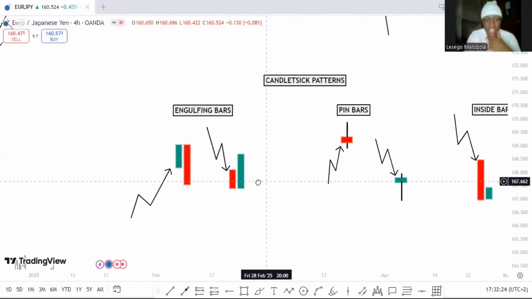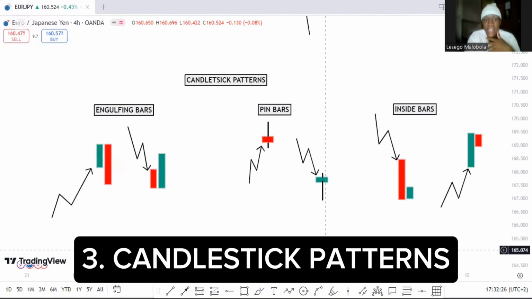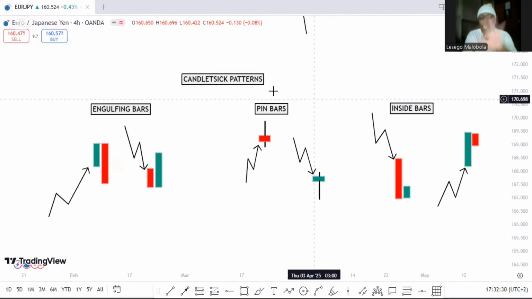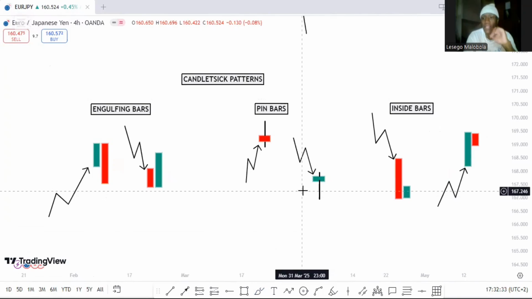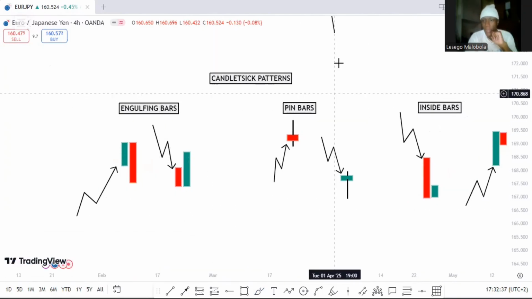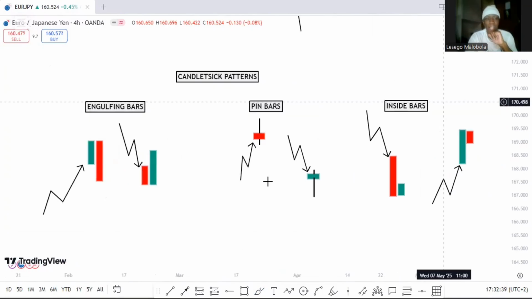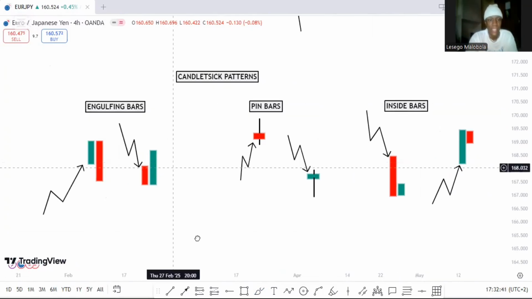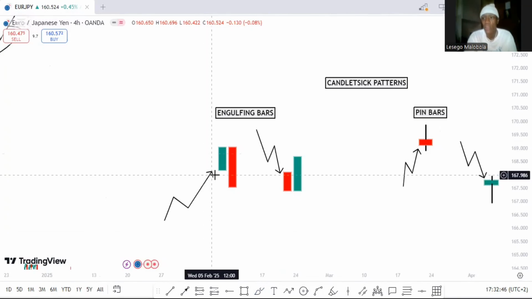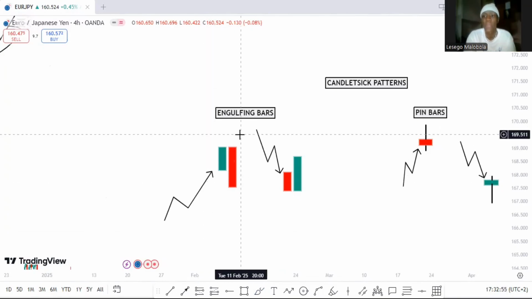You understand me? So with candlestick patterns, I usually use these top 3 candlestick patterns. These are my top 3 favorite candlestick patterns that I like to use: the engulfing bars, the pin bars, and the inside bars. Starting with the engulfing bars, this is a bearish engulfing bar. Why do we say that? Because in order for an engulfing bar to be confirmed, the current candlestick has to engulf the previous candlestick.